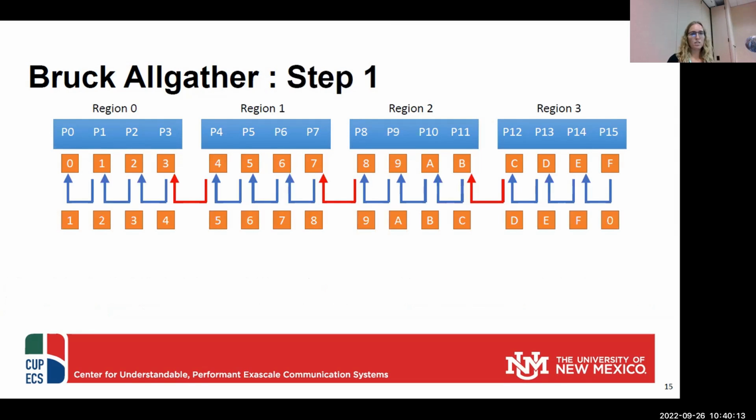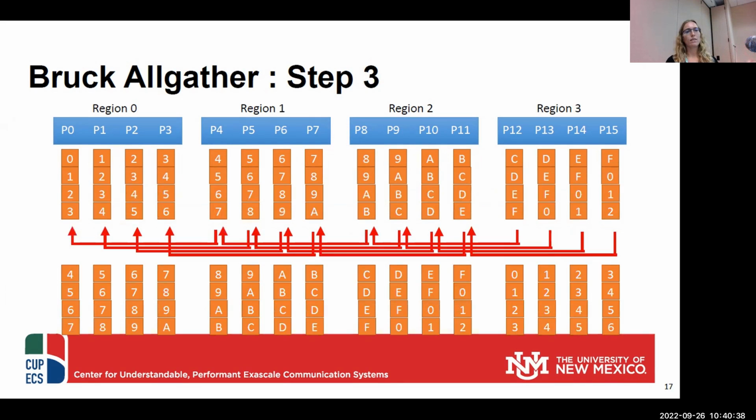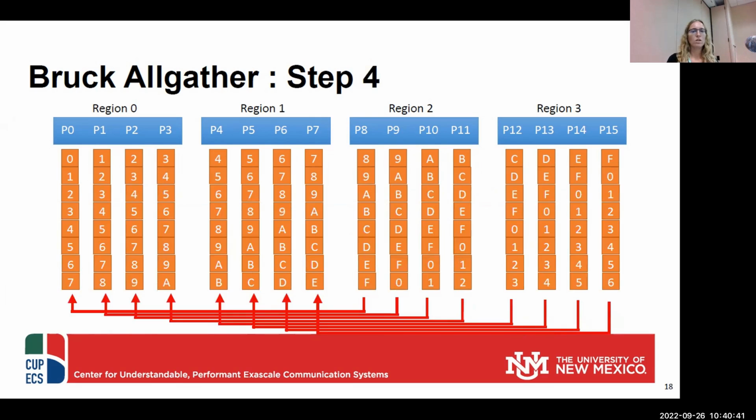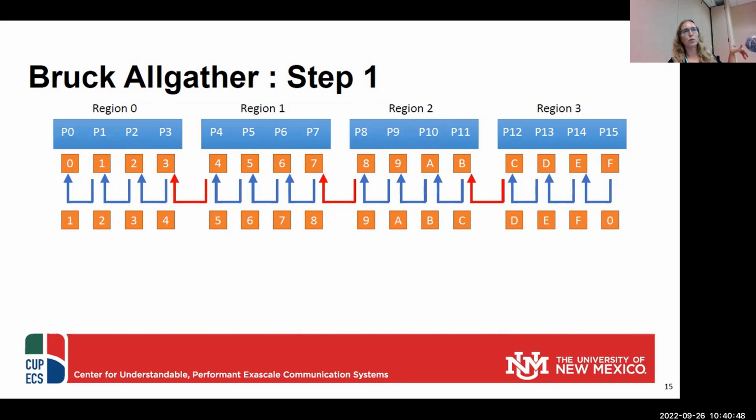And the first step of the Bruck algorithm is to send one to the left, receive from one process to the right. And so this shows at the bottom the values we're receiving. And this does wrap around. I don't have the arrows that are wrapping around just because things get complicated. Okay, so the next step, send 2 to the left, receive from 2 to the right. And then 4, and then 8, and so on. So the red arrows in all of this are the communication between regions. So we can see, even at the first step, there's communication between regions.